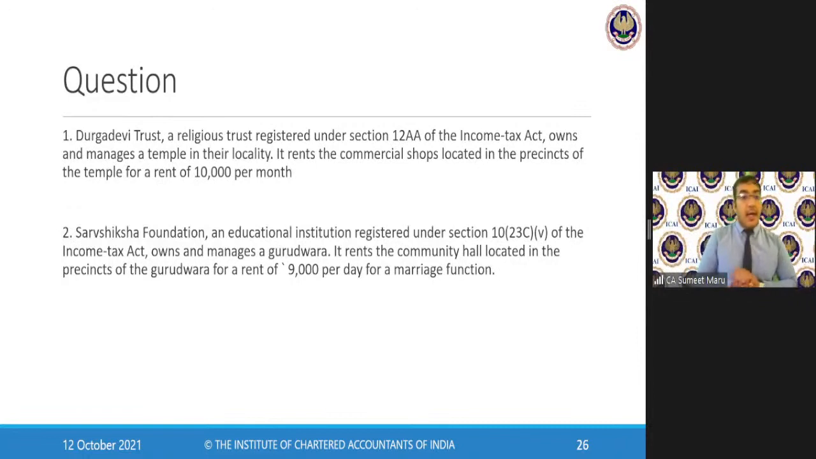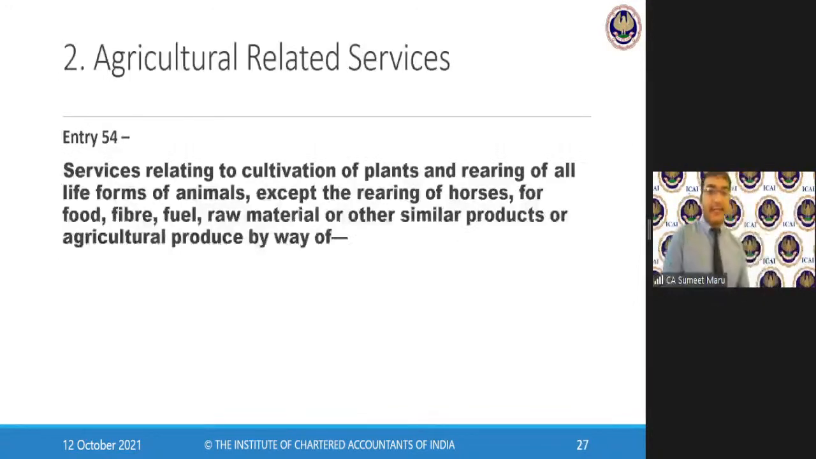Perfect. Second question. Sarviksha Foundation, an educational institute registered under section 10(23C)(v) of the Income Tax Act. Fine, no problem. It owns and manages a Gurudwara. It rents the community hall located in the precincts of the Gurudwara for a rent of 9,000 per day. Yes, guys? What do you think now? Gurudwara, a religious place, giving on rent at 9,000 rupees per day a hall for a marriage function. Don't get confused about who is going to manage this. Yes? 9,000 is within our limit and it is absolutely exempt. Perfect. Okay, let's come to the next part now.